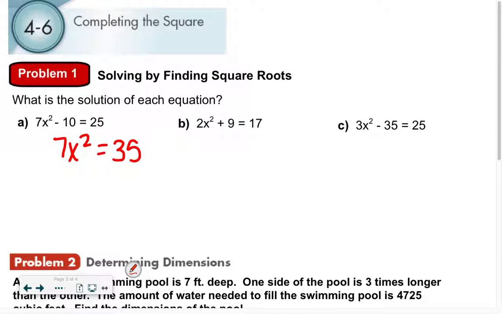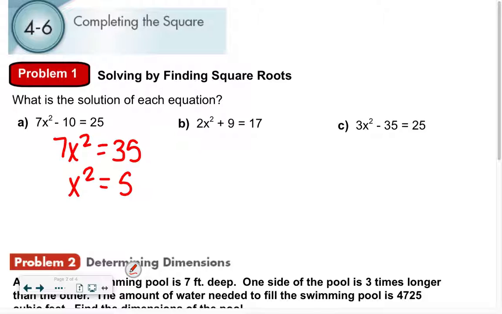Then I divide by 7. Sweet, thanks, Hayden. So x squared equals how much? 5. How do I get rid of the squared? You just square root it.